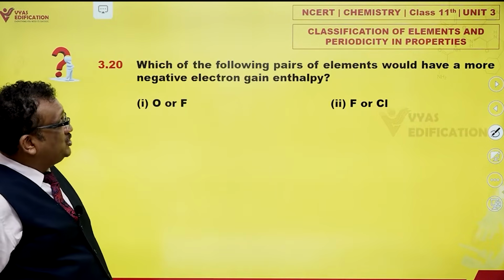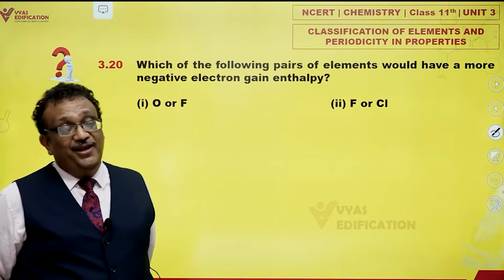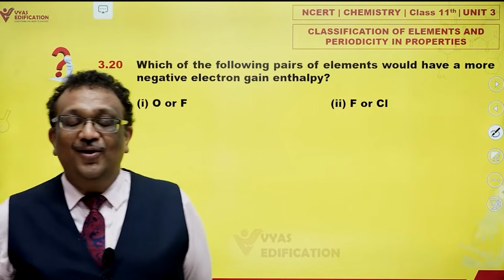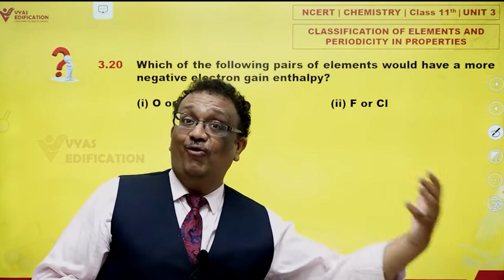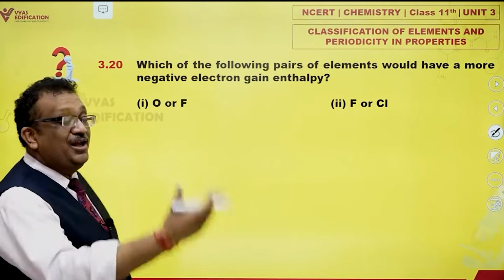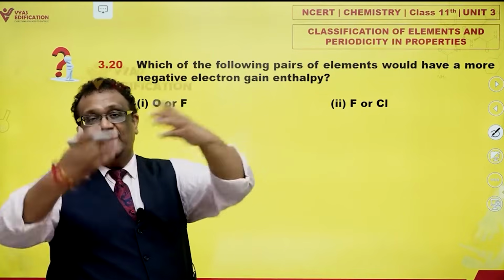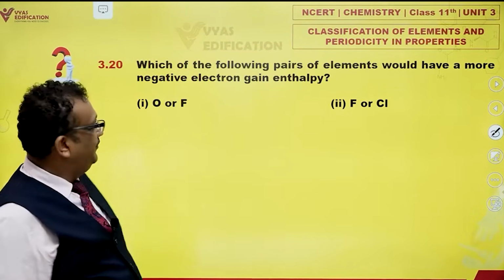Which of the following pairs of elements would have a more negative electron gain enthalpy? Now, what is electron gain enthalpy? It is the energy released when an isolated gaseous atom accepts an electron to form an isolated gaseous ion. So naturally, it is the welcome energy. If atoms accept an electron, they release a certain amount of energy.